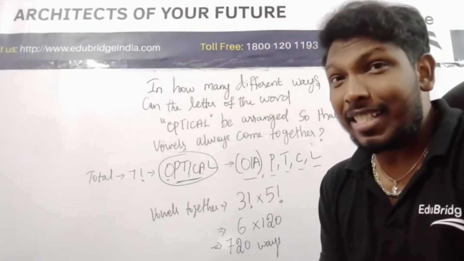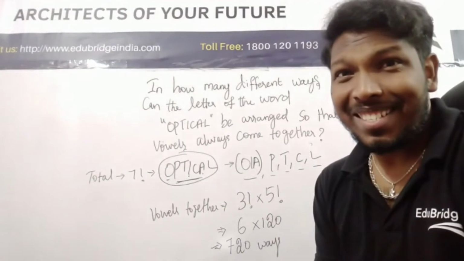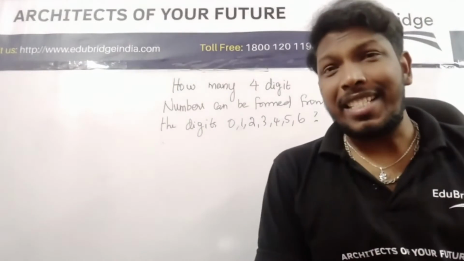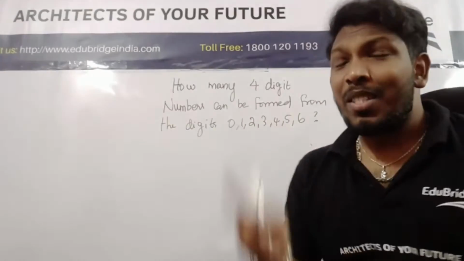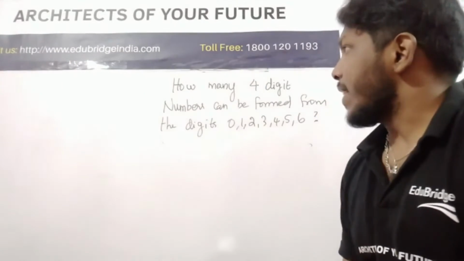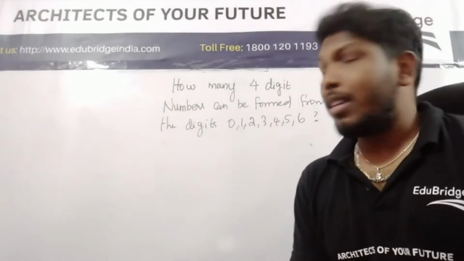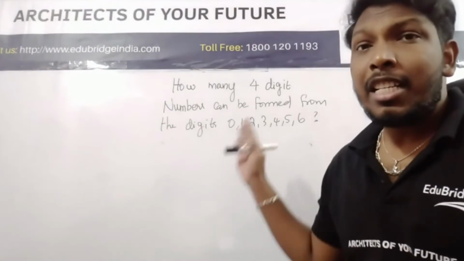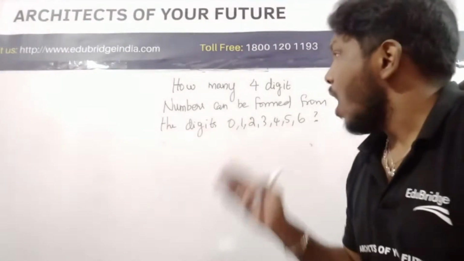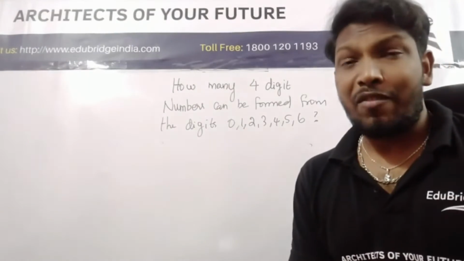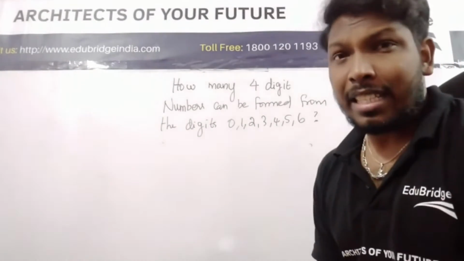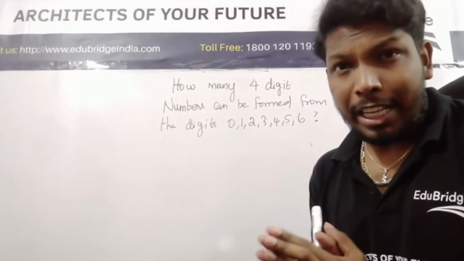Let's see the next question from number permutation. The next type that we are going to discuss is number permutation. Look at the question: how many 4-digit numbers can be formed from the digits 0, 1, 2, 3, 4, 5, 6? So this is a part of a number permutation question.